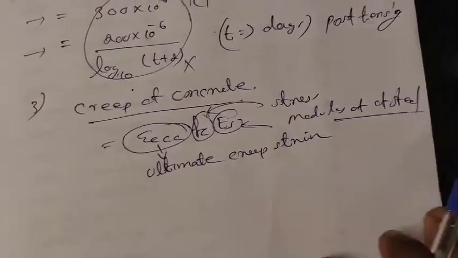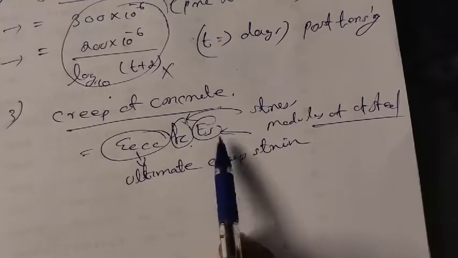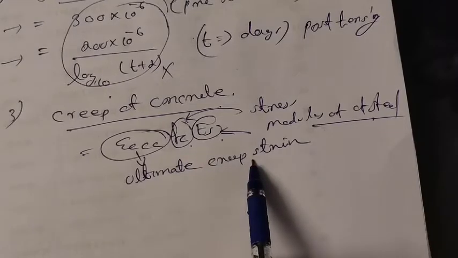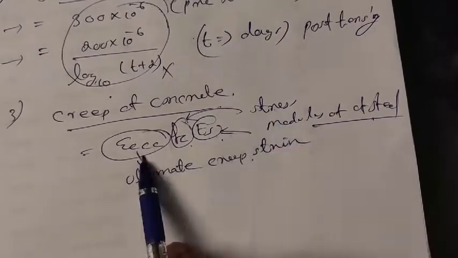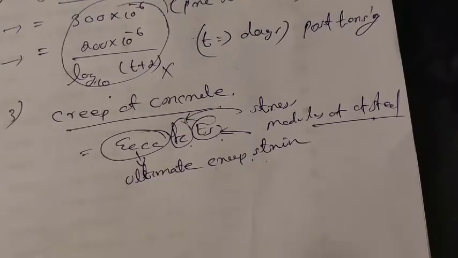Right now you can see this: epsilon cc into fc into Es, where Es is the modulus of elasticity of steel, fc is the stress value, and epsilon cc is the ultimate creep strain. There are actually two methods: the first is the ultimate creep strain method, and the second is the creep coefficient method. We can discuss these in problems.